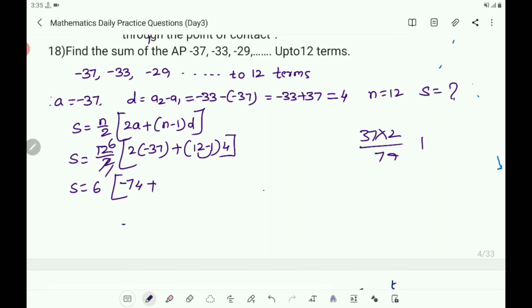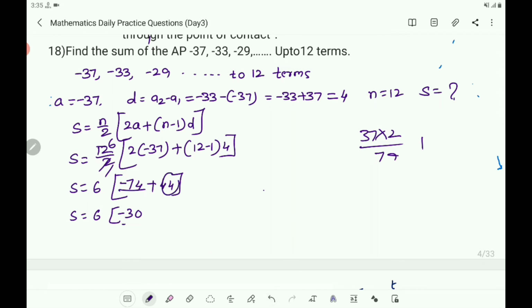Plus 12 minus 1 is 11. 11 4s are 44. Then you write S equals 6 minus 74 plus 44. Here we have to subtract 44 minus 74, that is 30. And what is the sign we have to write? Minus 30, because minus 74 is greater than 44. As they are having different signs, we have to subtract the smaller from the greater and we have to put the sign of the greater.